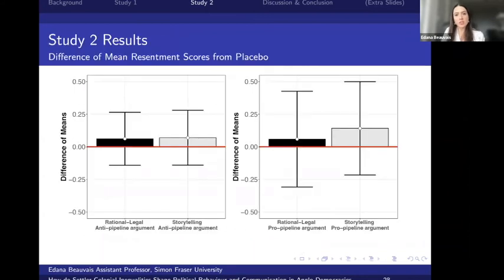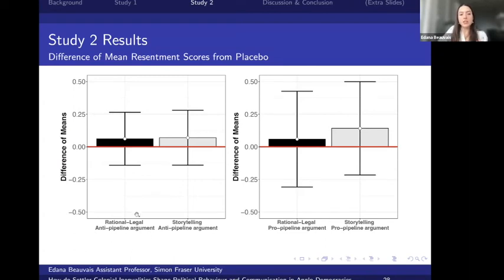Okay, with respect to the results, here what I'm showing you in these two graphs, I'll talk you through them. It's the difference of means in the resentment scores from the placebo. So I'm going to show you one at a time. So this first graph on the left, these are respondents who are pro-pipeline.